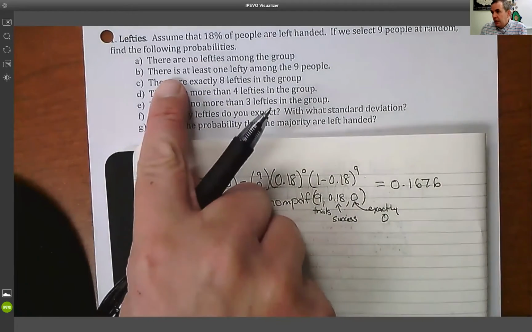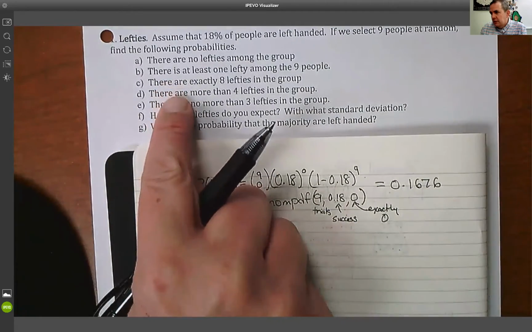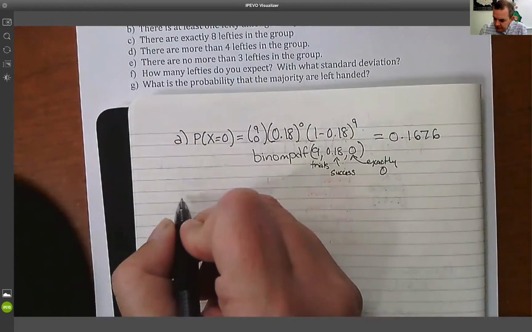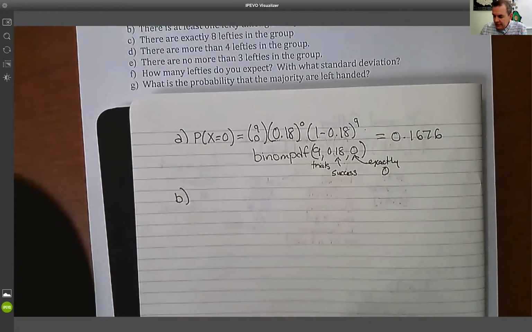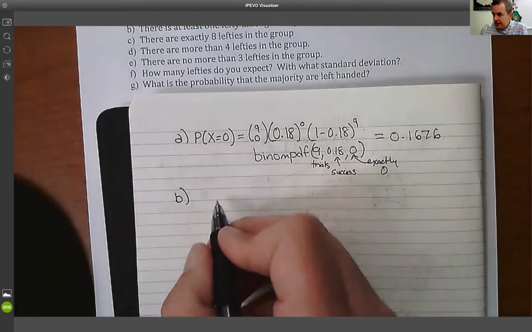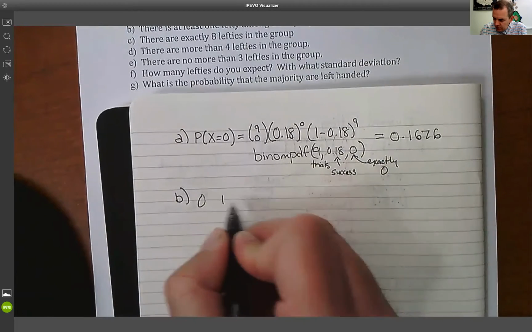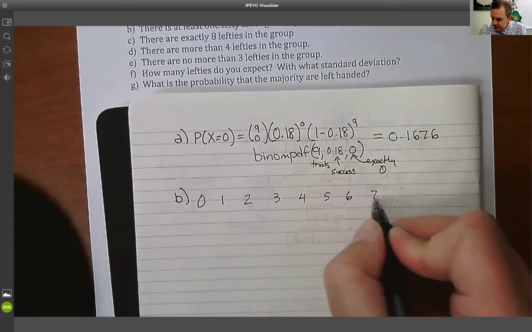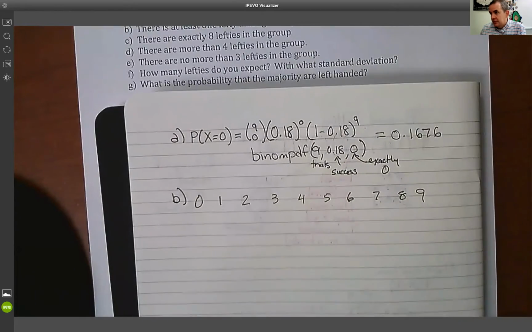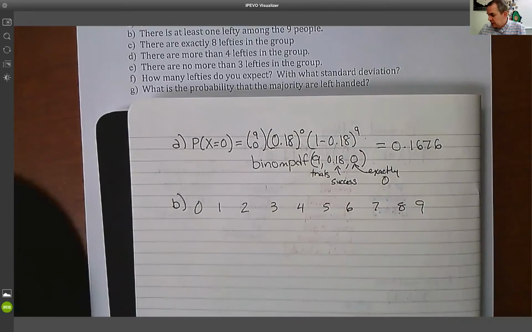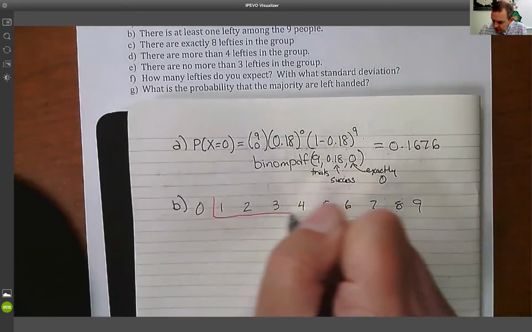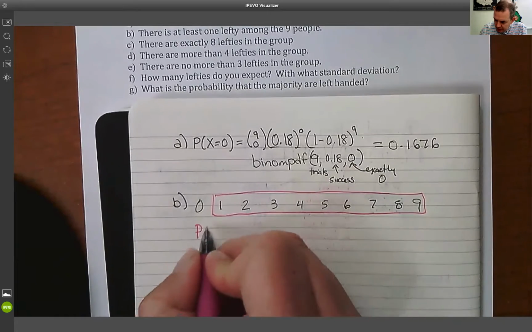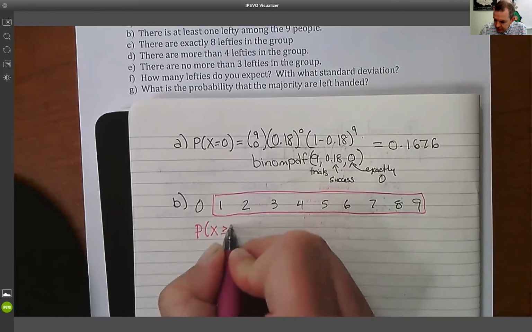Okay, the next one. There is at least 1 lefty among the 9 people. So sometimes this helps. At least 1 lefty out of the 9. Here are all the outcomes you can have: 0, 1, 2, 3, 4, 5, 6, 7, 8, 9. At least 1 says I want all of these people. So it's saying, what is the probability that X is greater than or equal to 1?